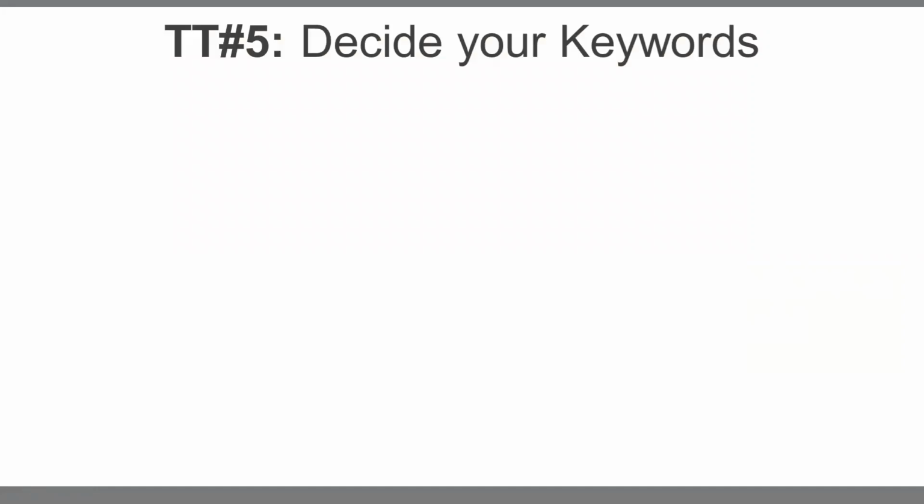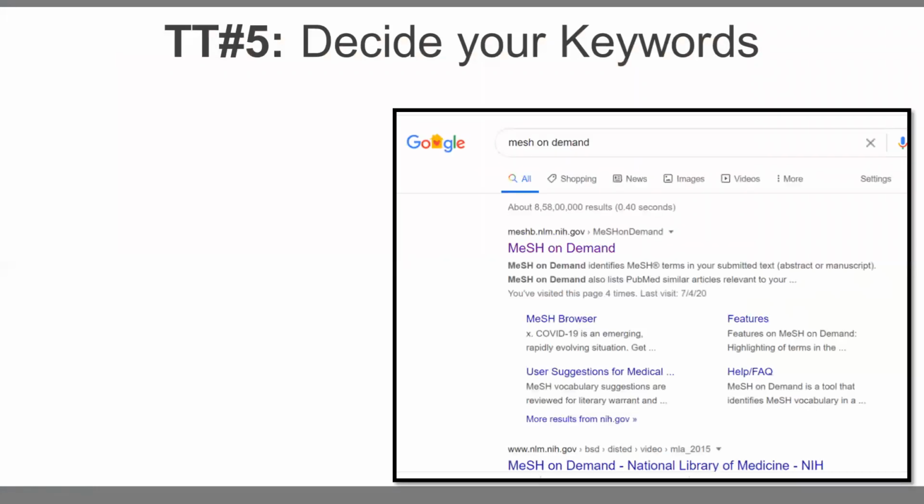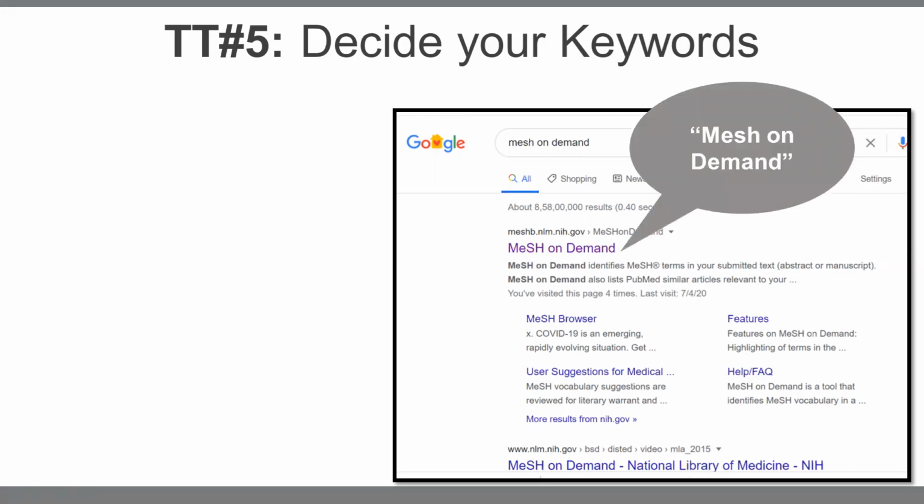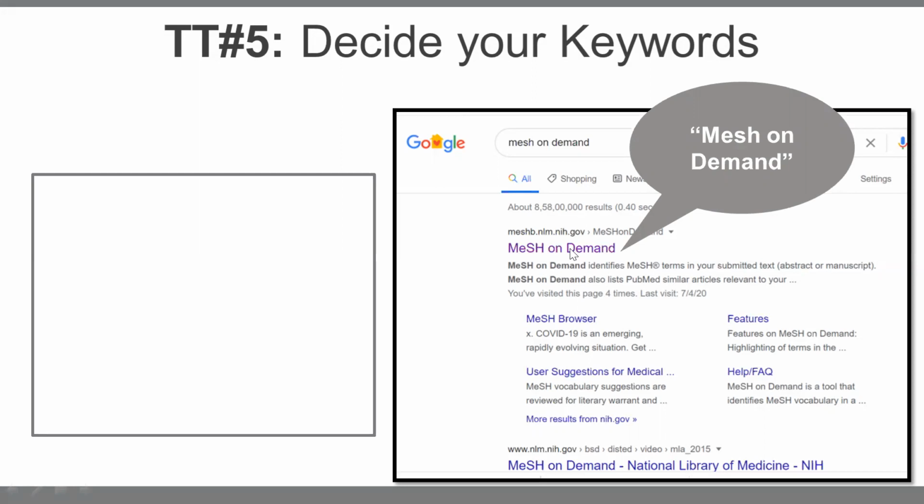So let us decide how to create your keywords. Now, a tip over here is you can use MeSH on Demand, which is again Medical Subject Headings. When you Google MeSH on Demand, you will get this and you can click on MeSH on Demand and go to the NLM or PubMed site. The NLM site gives you the keywords or the subject headings on demand.